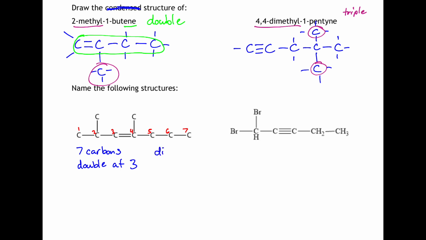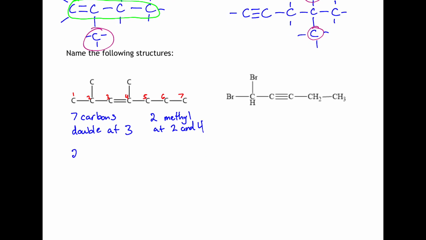So I have dimethyl. Oops, let's not write that way. I want to go. Oops. 2 methyl at 2 and 4. So we've got 2 methyls at 2 and 4, a double bond at 3, and 7 carbons total. So to put it all together, we're going to get 2, 4 dimethyl, 3 heptene.